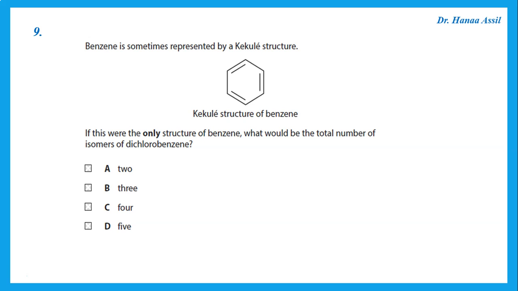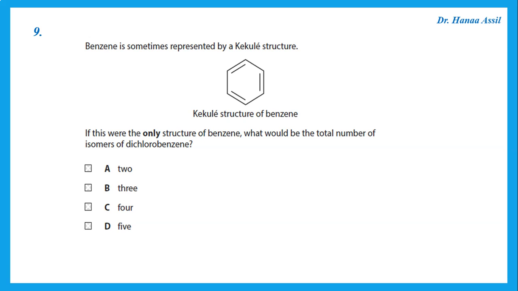Benzene is sometimes represented like this, in which we have alternating double and single bonds, and we said this was a structure suggested by a scientist called Kekulé. So this is the Kekulé structure of benzene. If this were the only structure of benzene, what would be the total number of isomers of dichlorobenzene? Remember, dichlorobenzene means a benzene ring with 2 chlorines.